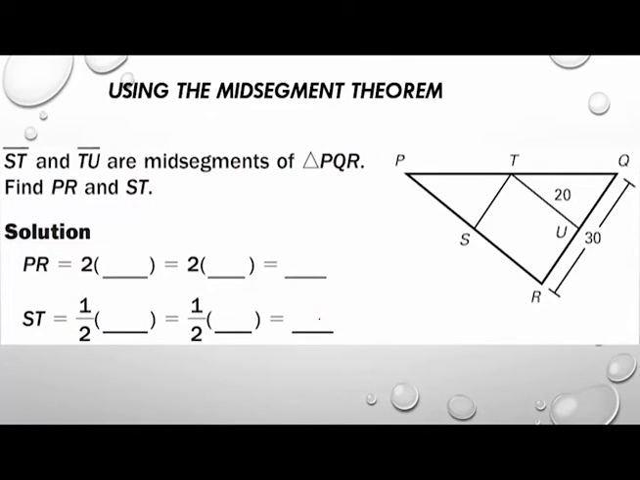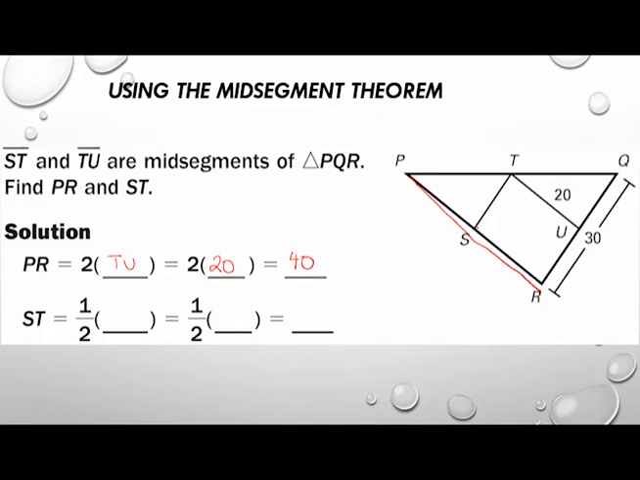Using the midsegment theorem, we're on example 2. Here we are given that line segment ST and line segment TU are midsegments of triangle PQR. Find PR and ST. So we have to find the lengths of PR and ST. PR is this length over here. Notice that the midsegment that is parallel to it is TU, and PR looks like it's bigger, so I know that it's twice the length of TU, and TU is 20, so PR is 2 times 20, which is 40.